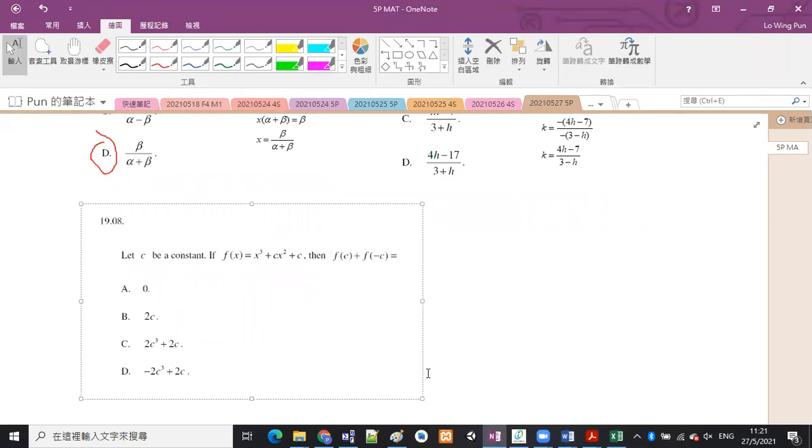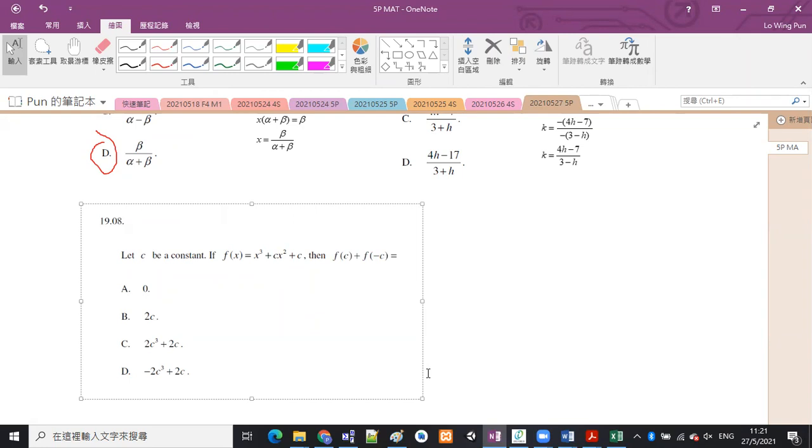Remember, this type of question, there is always a function f(x), or sometimes it is called g(x) or h(x). Okay, it's just a name. And the formula of f(x) is given. Okay, and then the question will ask you to calculate something about the f(x). For example, f(c) plus f(negative c). You need to calculate each f number separately first.